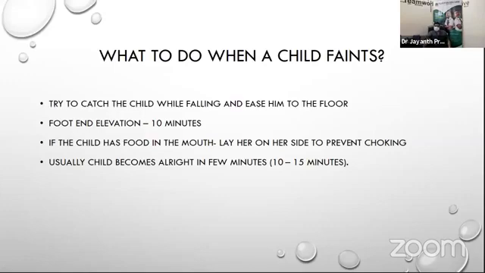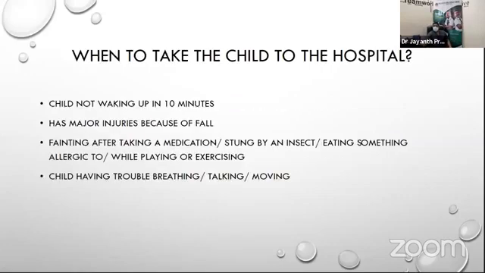So, what to do when a child faints or is about to faint? Try to catch the child while falling and ease them to the floor so that they don't get hurt. Then, after easing them to the floor, raise the legs for about 10 minutes. This will increase the blood supply to the brain. If the child has some food material in the mouth, lay them to one side. This will prevent choking on food. Usually most children become all right in 10 to 15 minutes. If the child doesn't become all right in 10 to 15 minutes, then that is a serious concern.